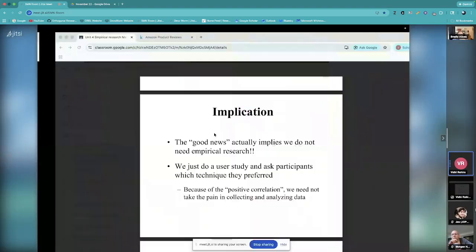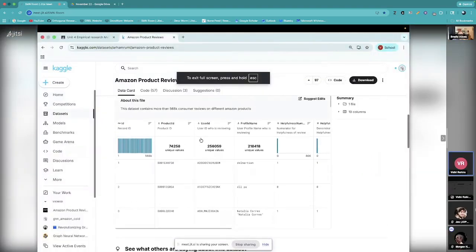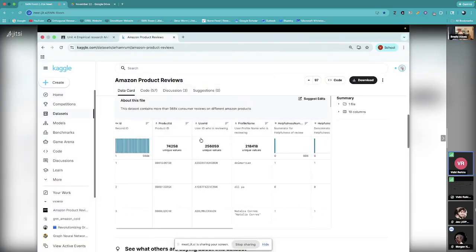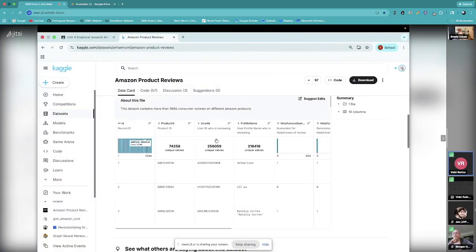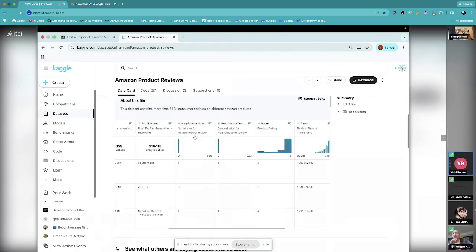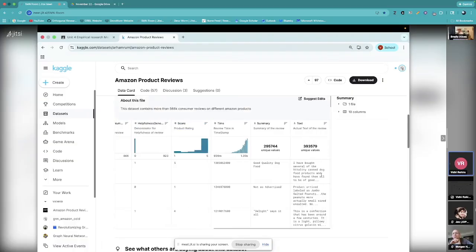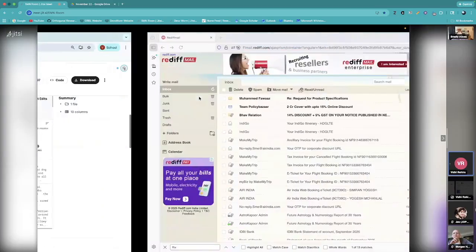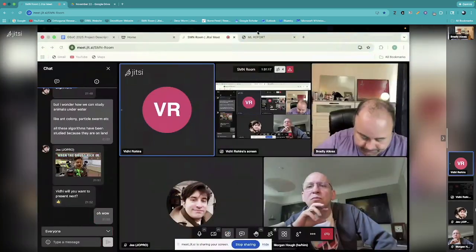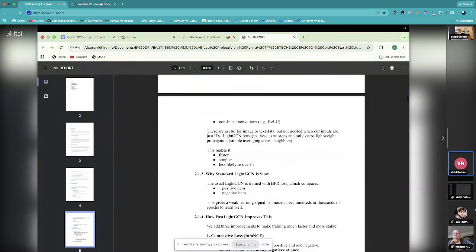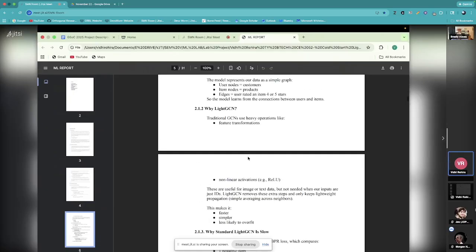The data set is here. It's pretty big, but mostly we used the user ID and product ID; profile and helpfulness did not help us much. We used the score to make the edges of the graph and the text reviews to help us a bit more. Alright, I'll just quickly run through it.